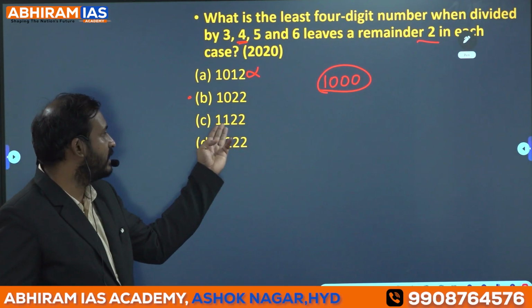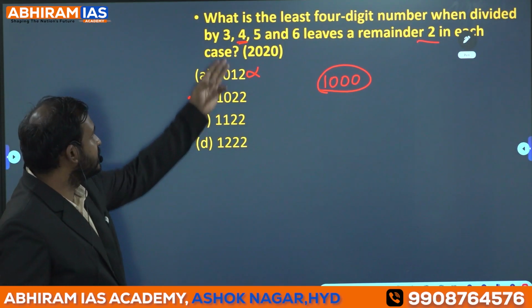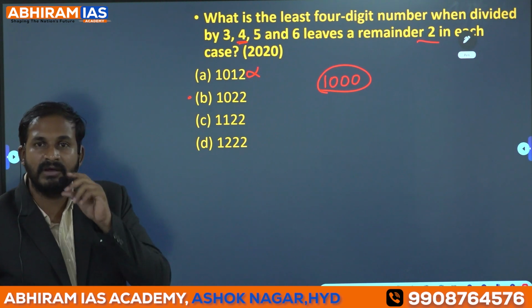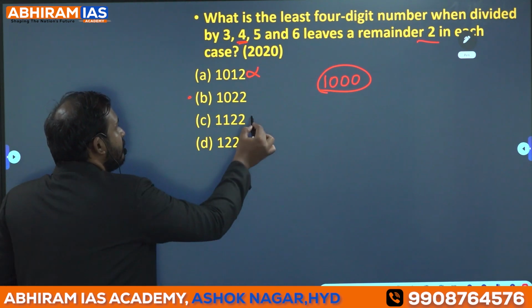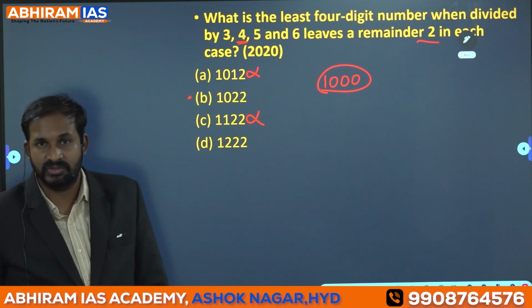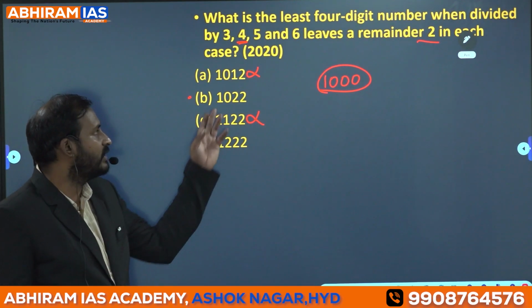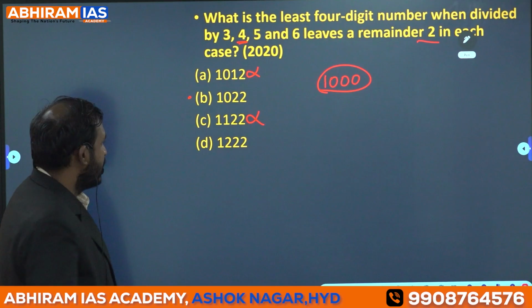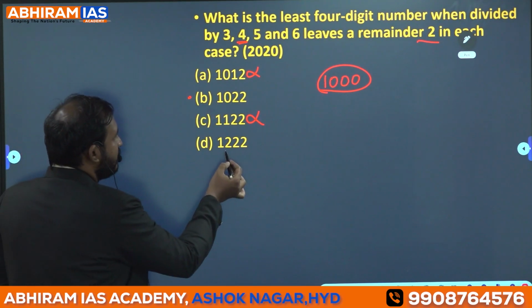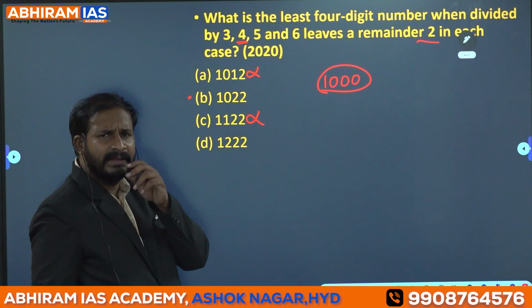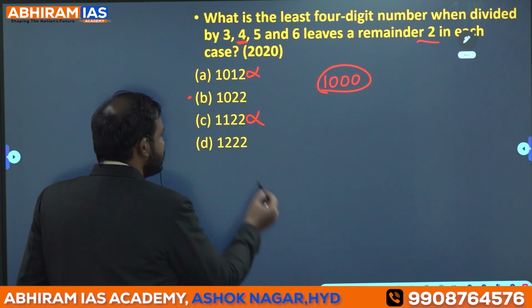That means the digit sum is 6. 6 is divisible by 3, right? What is the divisibility rule of 3? The sum of all the digits should be divisible by 3. Here 6 is divisible by 3, but it should leave a remainder 2. So this is also not our answer. Now we are left with only 2 options. Either this or that. We will try to see that one. Now when you divide this number by 6, what is the remainder we will get, students?